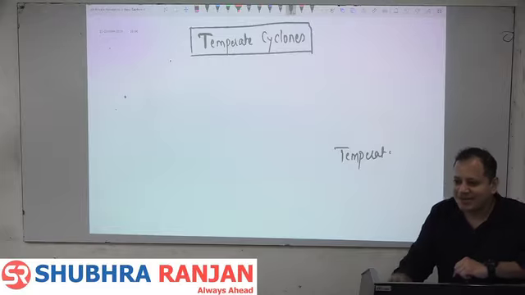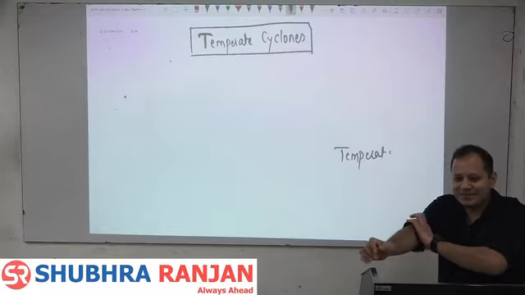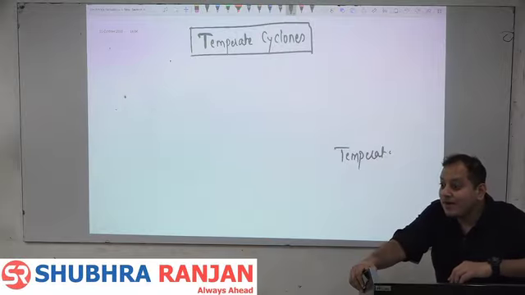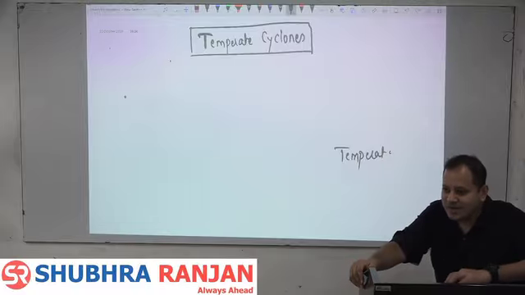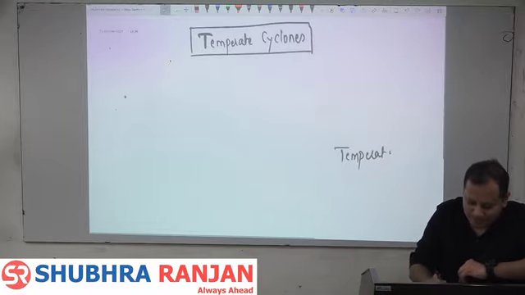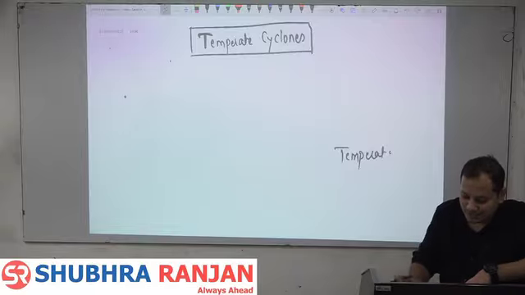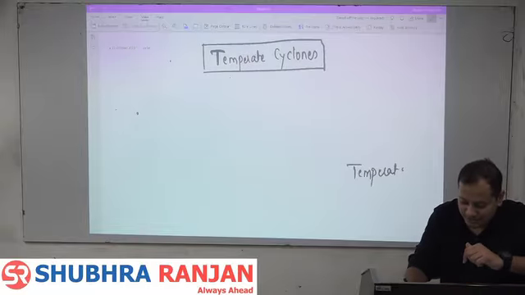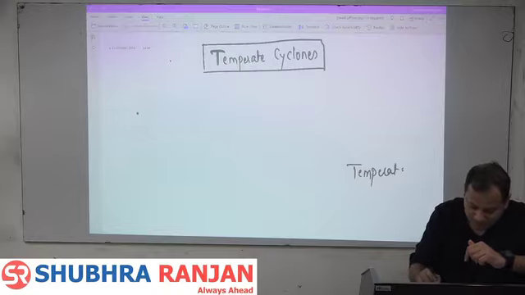What is the crux of the temperate cyclone? Why are they formed? That is a cyclone, that could be any cyclone. Why is the temperate cyclone formed? Temperate cyclone is formed due to convergence of two contrasting air masses, which results into the formation of fronts. Fine.